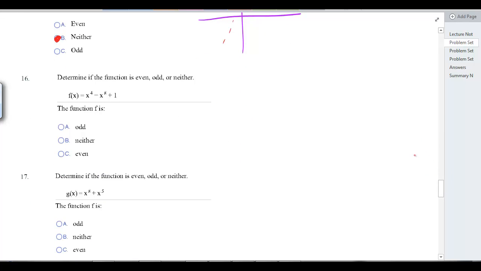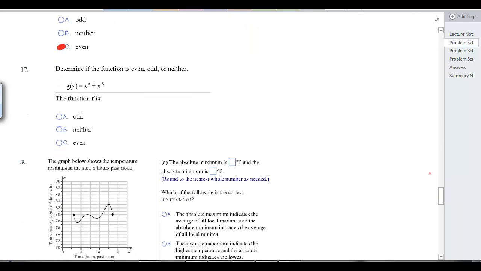How about this one, number 16? That is even, because you've got the x to the 4th minus x to the 8th. And you could put it in your calculator and you would see that as well. How about number 17? x to the 8th plus x to the 5th. You've got one even, one odd. That's going to make that one be neither.